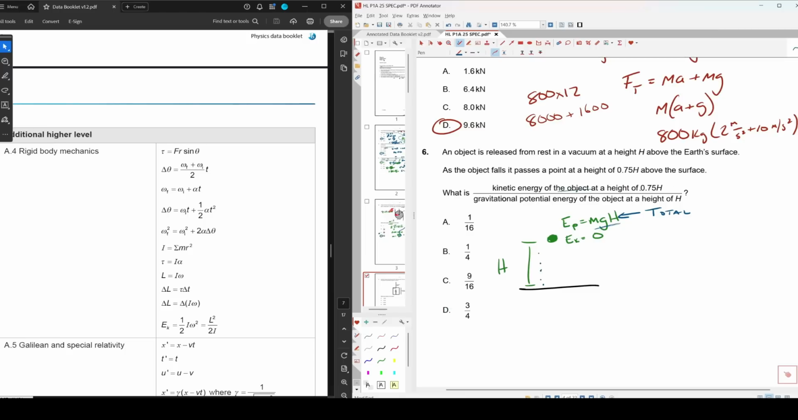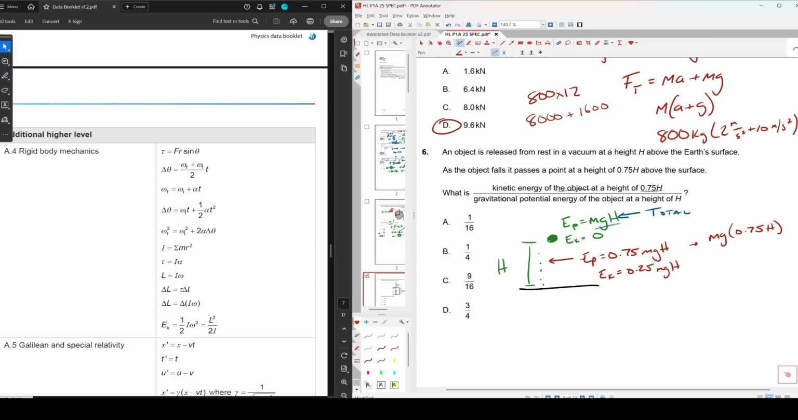So I want the kinetic energy of the object at a height of 0.75 h. Well, here's how I'm kind of thinking of it, if this makes sense. At this point, the potential energy is 0.75 mgh, because really it's m times g times your height, right? And so you have 75% of your total energy as potential, so I must have 0.25 mgh as kinetic.